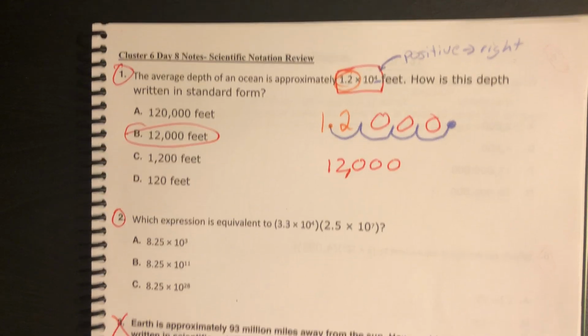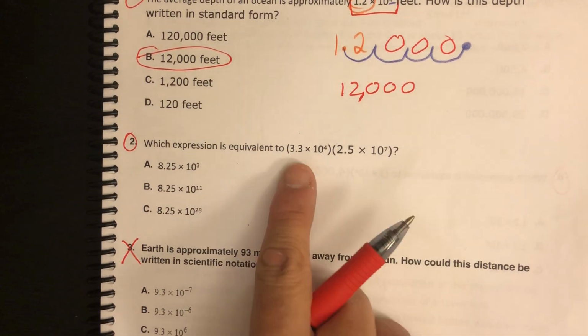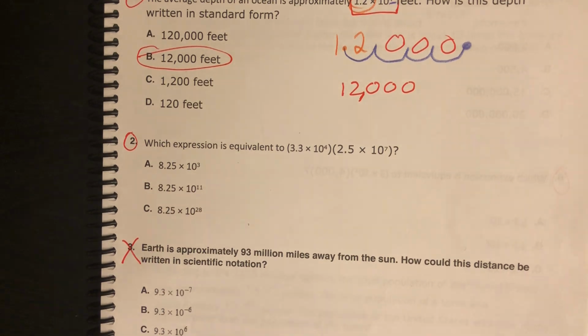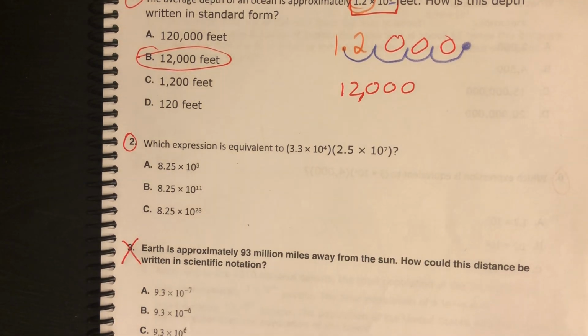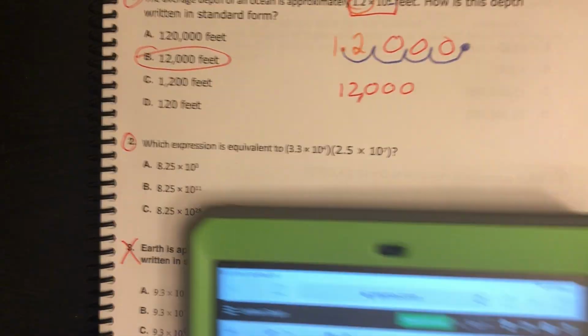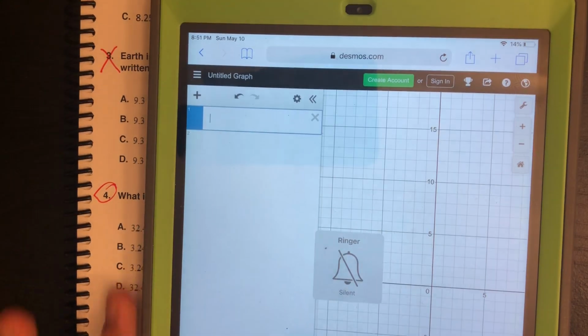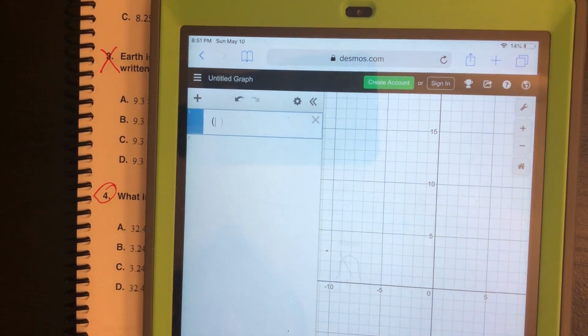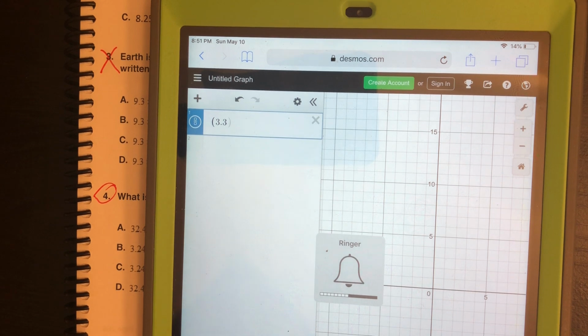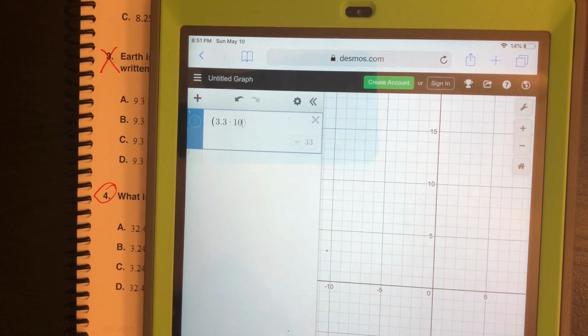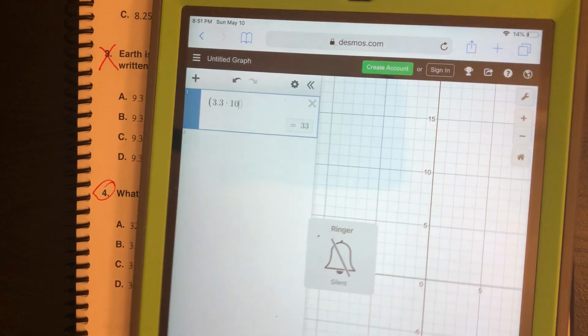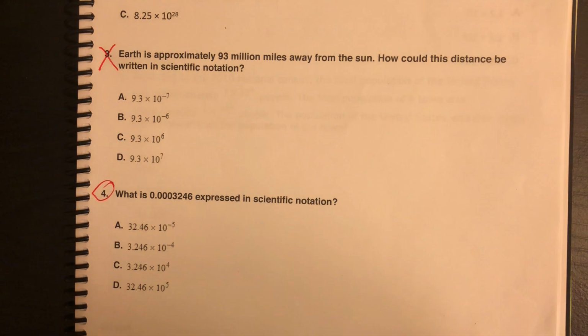Okay. Number two, which expression is equivalent to that? So basically, we're multiplying these two scientific notations together. So let's go ahead and take a moment to do this. So we have parentheses 3.3 times. Remember, when you click the times on decimals, it's going to give you the little dot. That's okay. It's the same thing. Times 10. Okay. Now, wait a second. What is it doing?